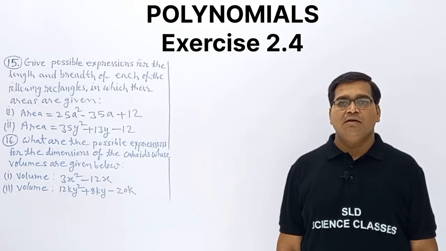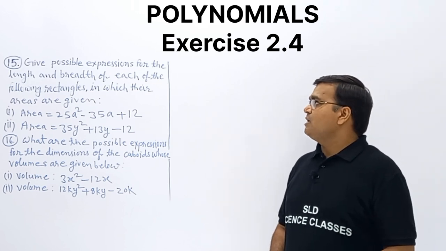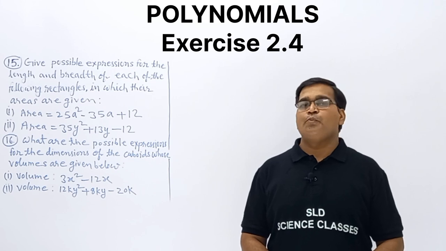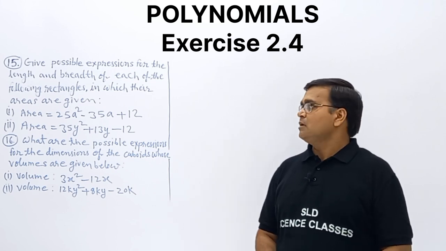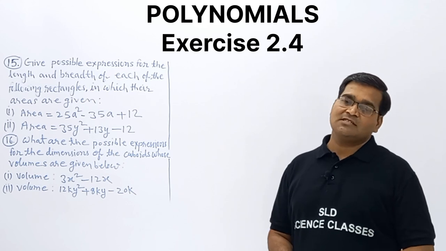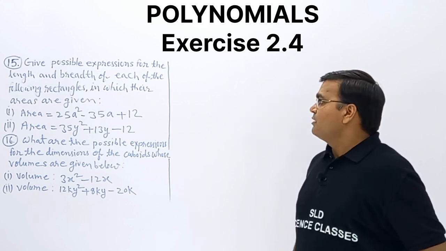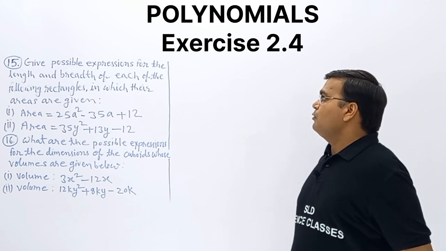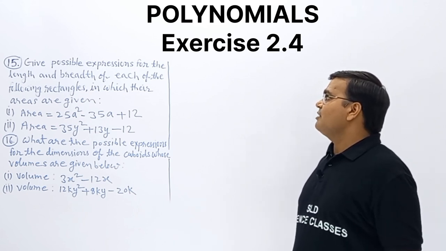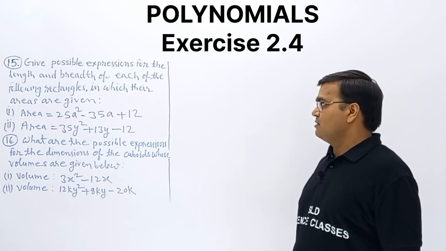In this class, we will discuss question number 15 and 16 of exercise 2.4. These two are the last questions of this exercise in this chapter. So, what is question number 15? Give possible expressions for the length and breadth of each of the following rectangles.